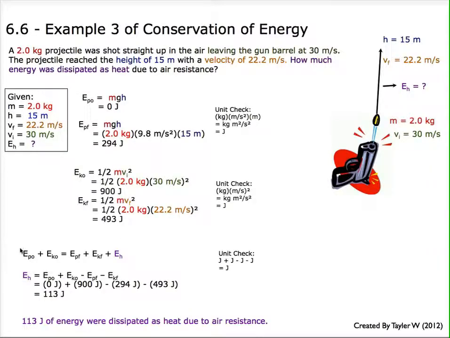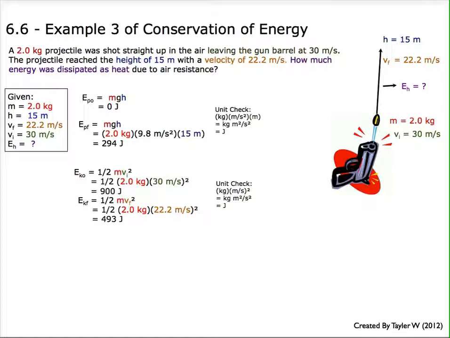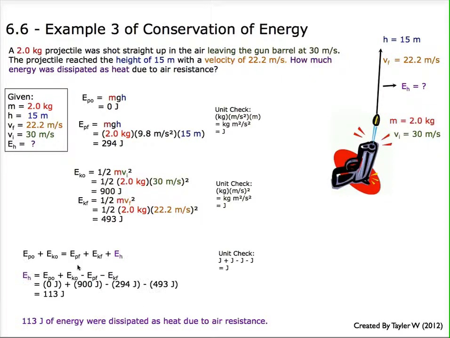For the final step of our question, we put all of the variables that we just found, so we have energy potential initial and final and energy kinetic initial and final, into this final equation, which is energy potential initial plus energy kinetic initial equals energy potential final plus energy kinetic final plus heat energy, which is the one that we're trying to find.